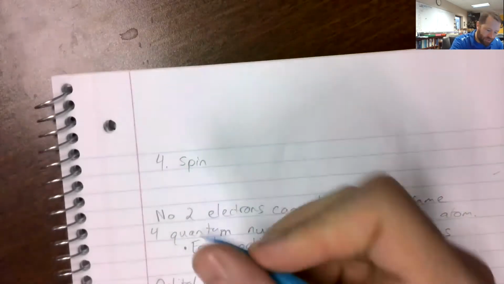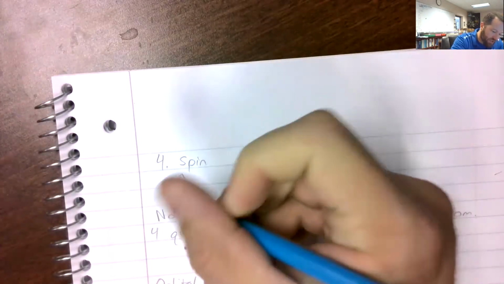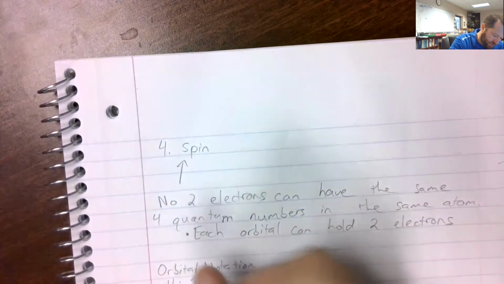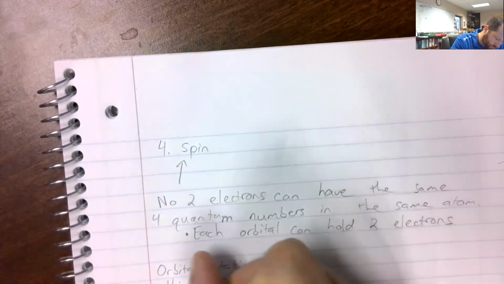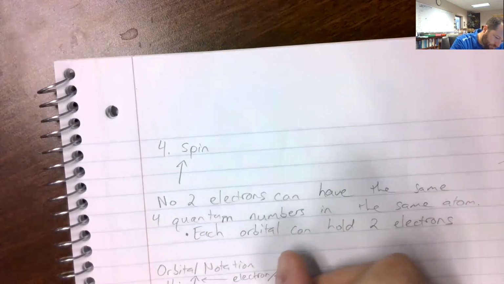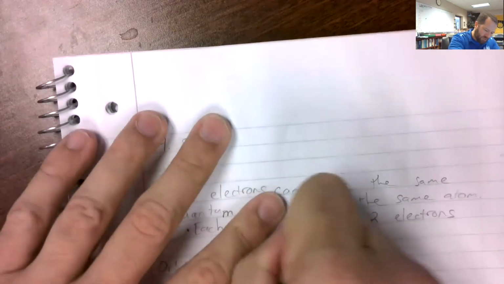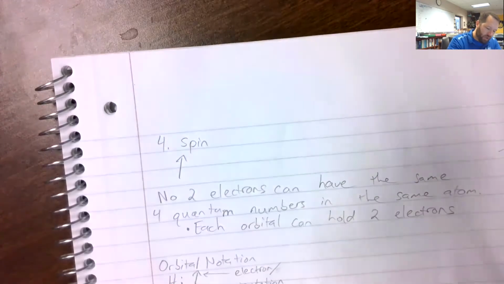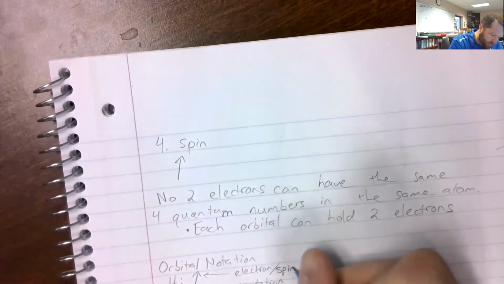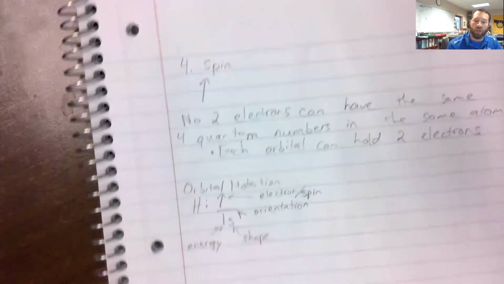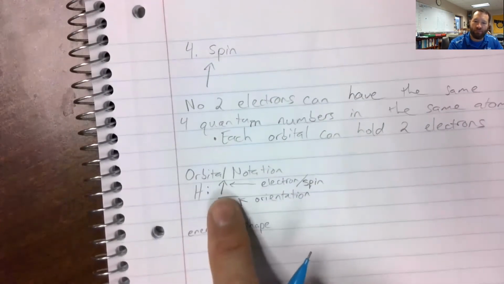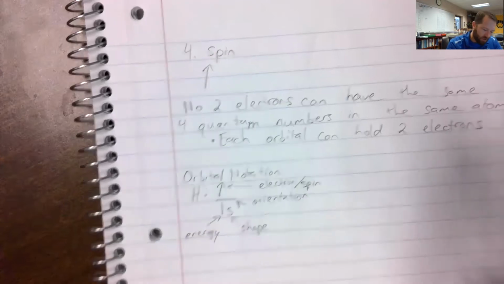When we go back up here to spin, the way that we show spin is with an up arrow that represents the electron in the direction of its spin. So the arrow represents the electron and the direction of its spin. For hydrogen, he just has 1 electron. There it is. How about helium?